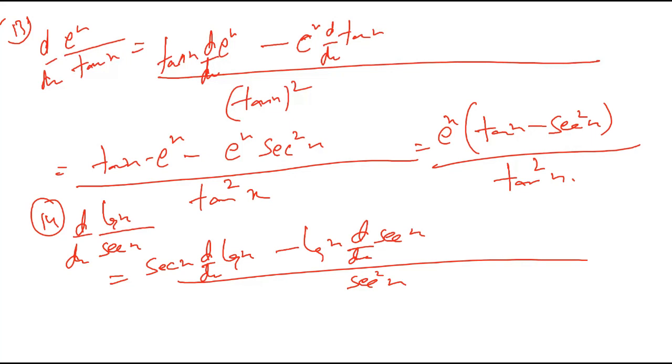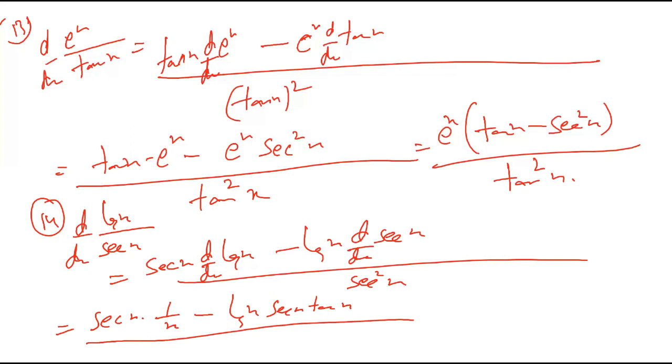Okay, sec x d by dx of log x minus log x d by dx of sec x, and in the denominator, this is sec square x. Now, what else can we do? We have to differentiate this. This will become sec x times 1 over x minus log x, and sec x will give you sec x tan x. And in the denominator, you are having sec square x.